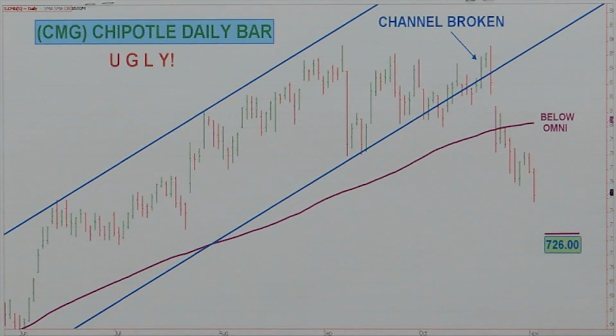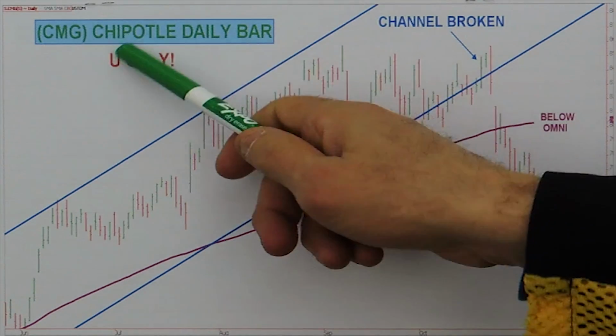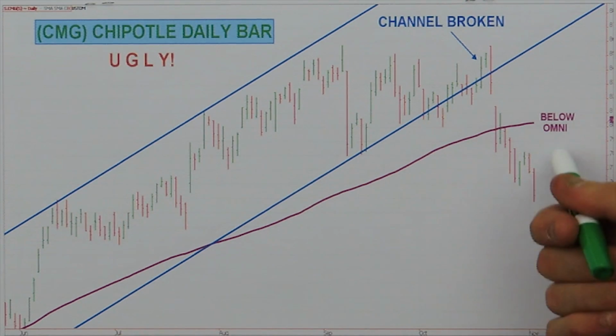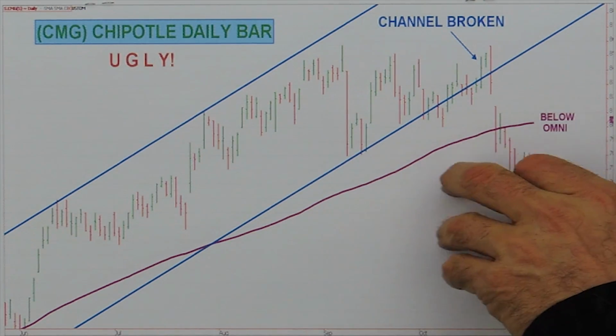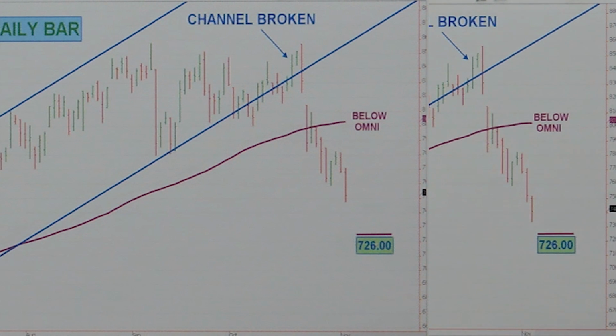But here is the master. This chart, look at it right here. You had this wonderful channel in CMG Chipotle. The channel broke. You broke below my Omni, and it is continuing to put in bearish signals. We gave out targets in last night's video down as low as 726. This is where it was, and this is what happened so far. We almost nailed that 726 target already.